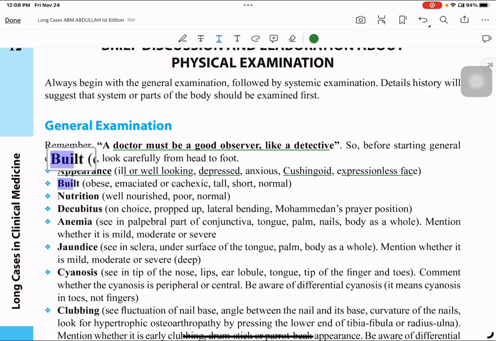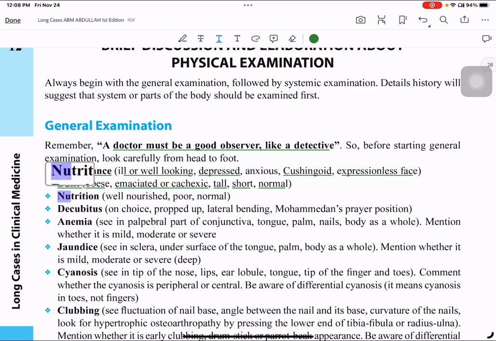Then we have to look for the general build of the patient. Does he look obese? For an obese patient, we may think of metabolic syndrome. For an emaciated or cachectic patient, we may think of some malignant disease, tubercular disease, or chronic disease. A patient may have a tall or short stature, which may indicate some genetic disease. Or does he have a normal body build?